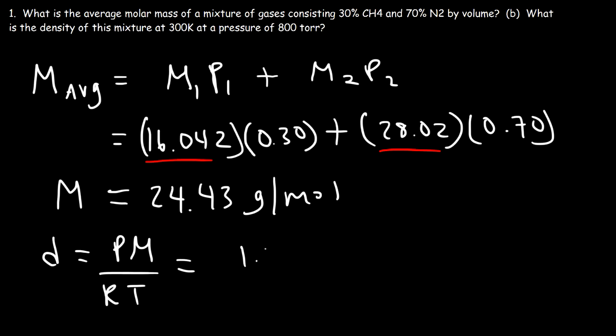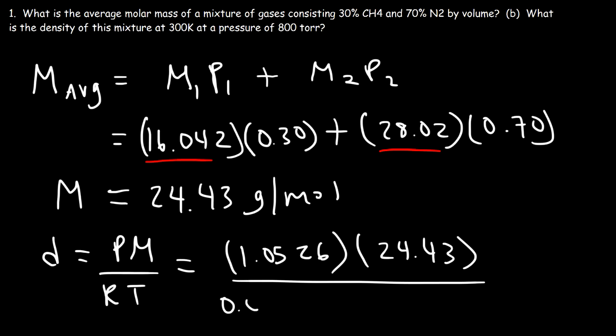So that's going to be 1.0526 ATM multiplied by the molar mass of 24.43 divided by R multiplied by the temperature, which is 300 Kelvin.